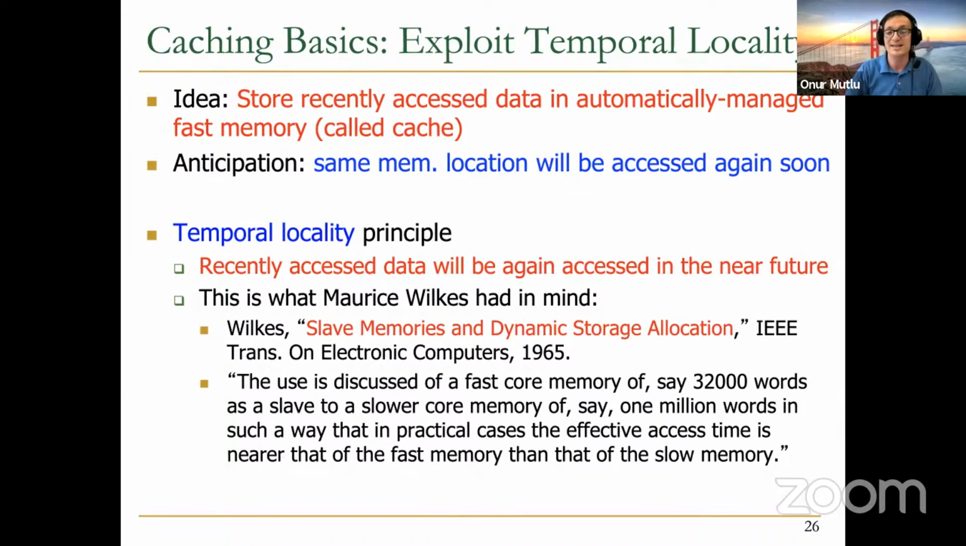Caches work. And this is what Maurice Wilkes had in mind in the seminal paper that I assigned as reading. It's only two pages, actually 1.5 pages. He says over here, the use is discussed of a fast core memory of, say, 32,000 words, that's old times, as a slave to a slower core memory of, say, 1 million words, again old times, in such a way that in practical cases the effective access time is nearer that of the fast memory than that of the slow memory. This is a beautiful depiction of what a cache is.